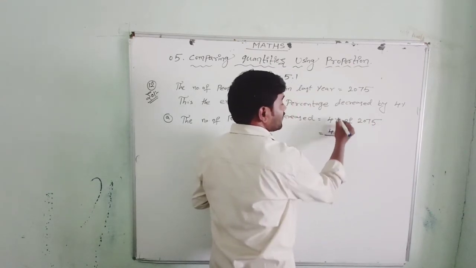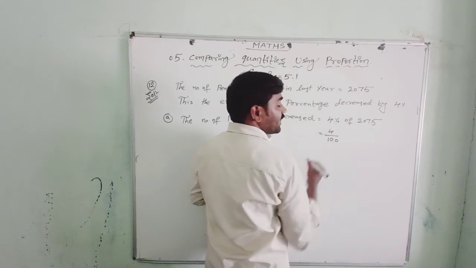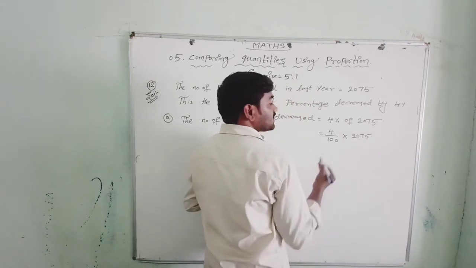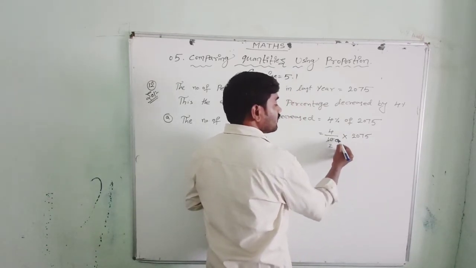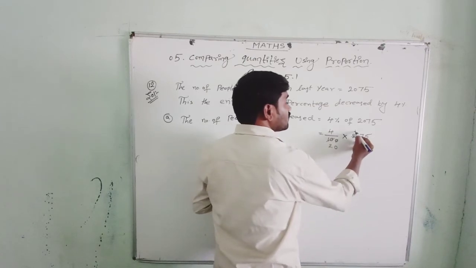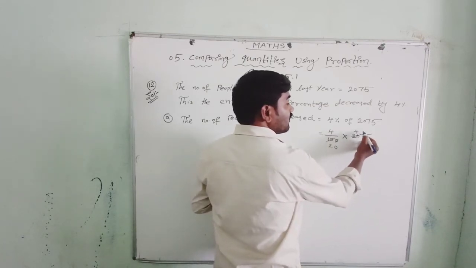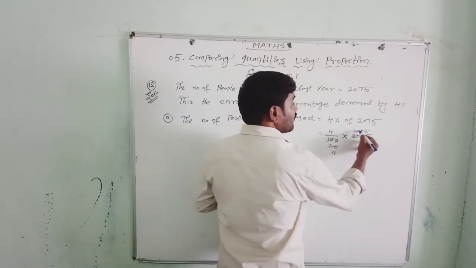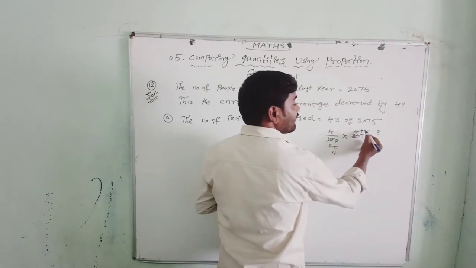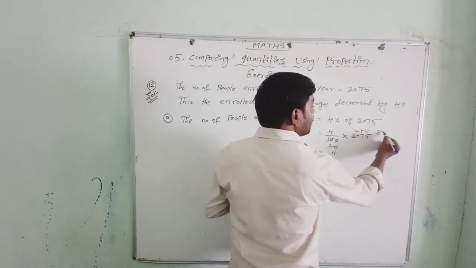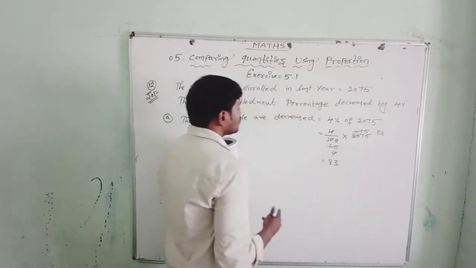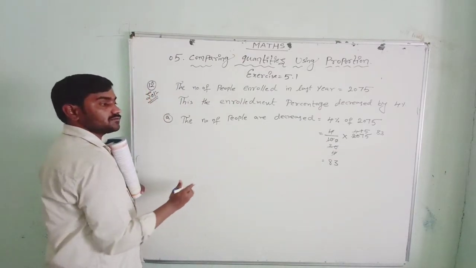4% of 2075. Since we remove the percentage symbol, we can write it over 100. We put into 2075. Let us cancel in 5 table. 5 2s are 10 and 5 zeros are 0. 5 4s are 20. Now it is finished. 5 1s are 5. 2 left in this. It becomes 25. 5 5s are 25. Again 5 table. 5 4s are 20. 5 8s are 40. And 1 left. It becomes 15. 5 3s are 15. And these 4 1s get cancelled. 83. So the number of people decreased is 83.